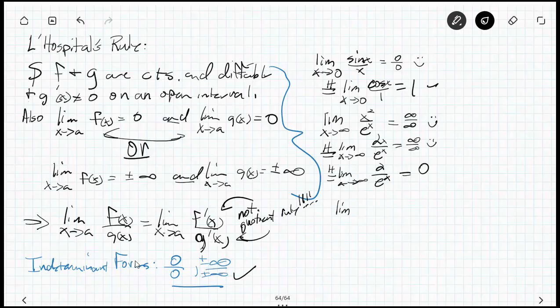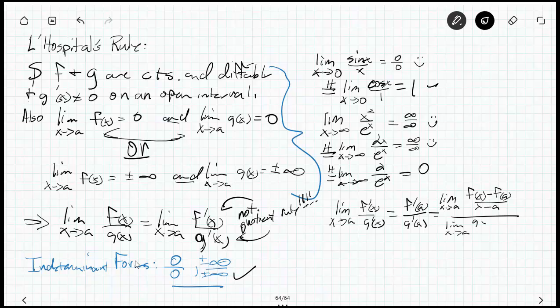Watch. If I take the limit as x approaches a of f prime of x over g prime of x, I know that this guy, if I plug these in, is going to give me f prime of a over g prime of a, right? And I know by definition of derivative, this can be written as the limit as x approaches a of f of x minus f of a over x minus a, over the limit as x approaches a of g of x minus g of a over x minus a.